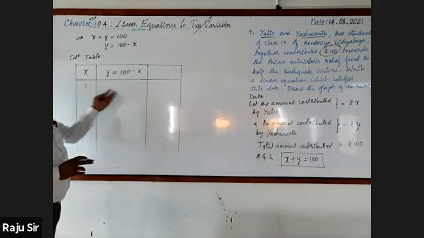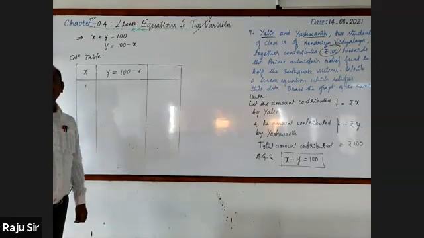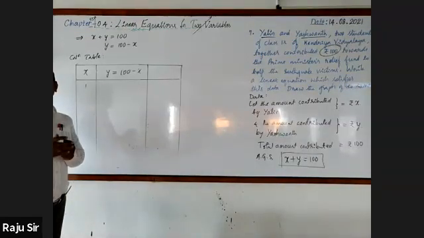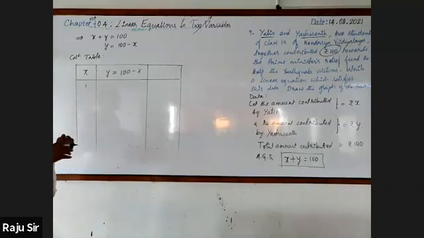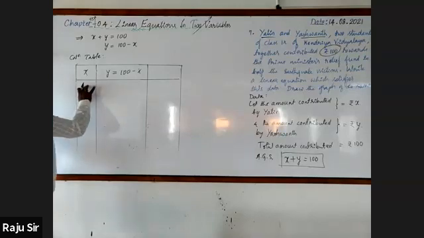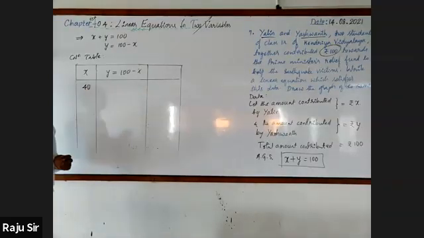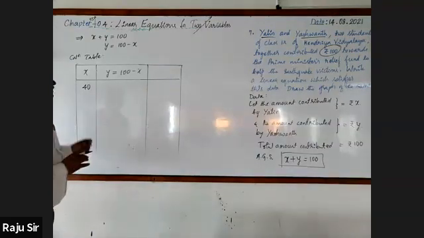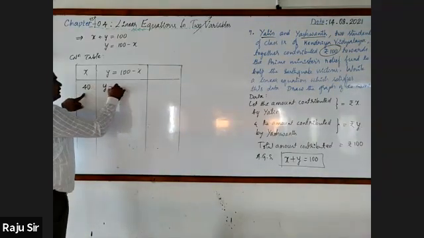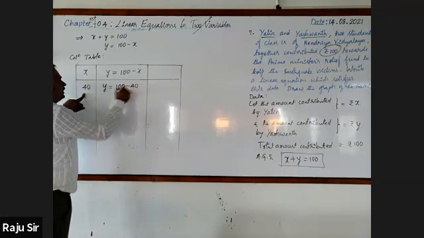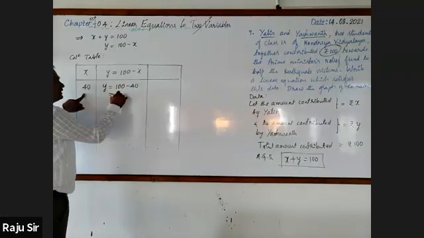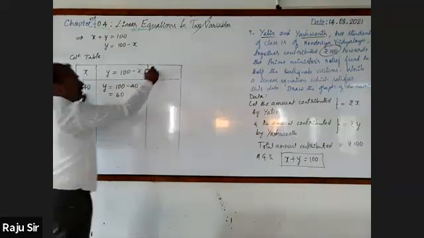If 1 rupee, how much does Yashwant give? 99. 40. X is equal to 40. Take 40 or 60. It is 40. Yashwant, it is 100 minus 40. It is 60. 40 comma 60.